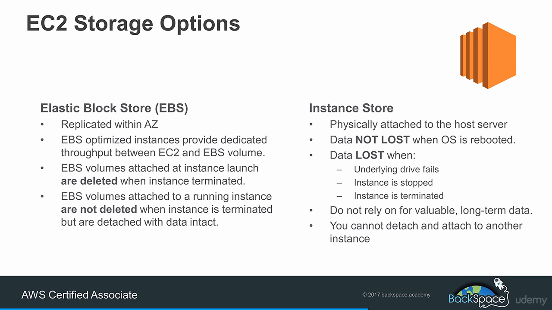So EBS is the preferred one to use, and you would generally use that most of the time. It is replicated within a single availability zone. And then we have the EBS optimized instances, and they can actually provide dedicated throughput between EC2 and that EBS volume.